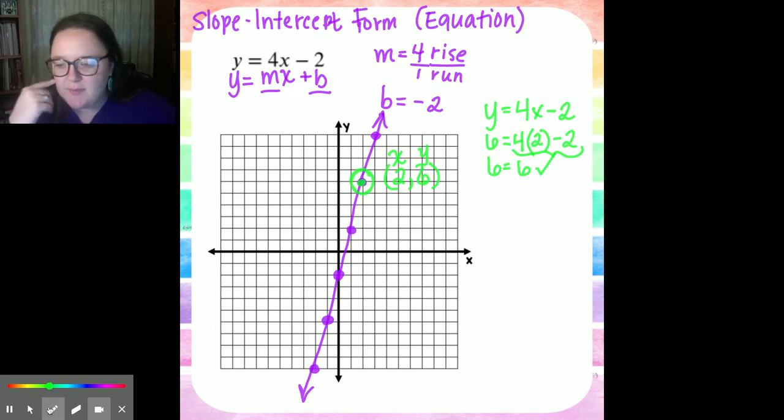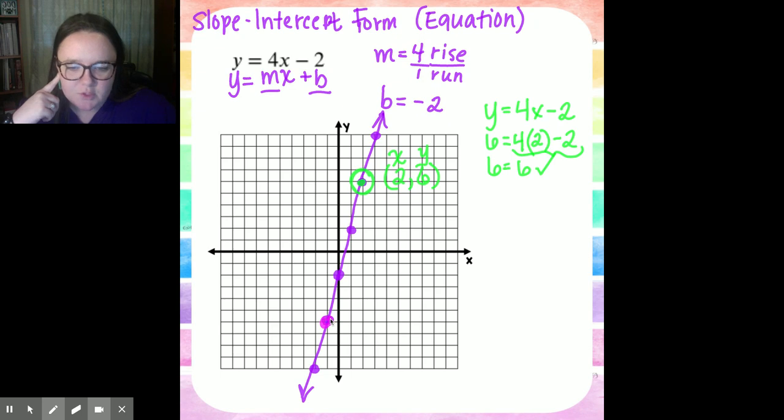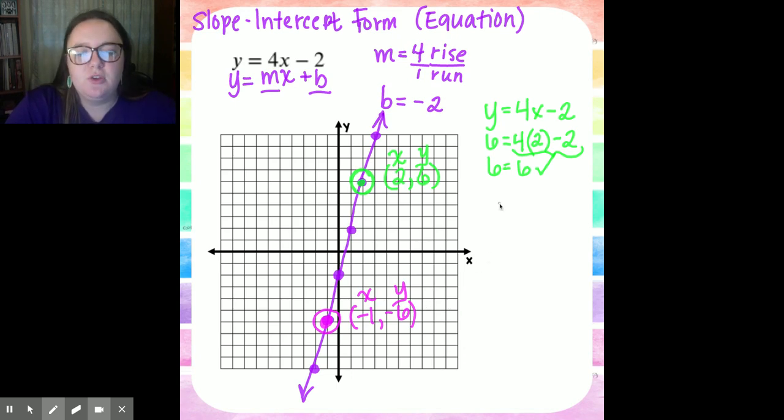Let's pick another point just to make sure that this rule that we just found does work for every point. I'm going to pick one way down here in the negatives so we can make sure. This point right here that I'm circling in pink, let's see where that point's at. It's at -1, comma, then we have to go down, 1, 2, 3, 4, 5, 6. I went down, so I know it's at -6. This is the x, this is the y. Again, let's take that original equation. So y equals 4x minus 2.